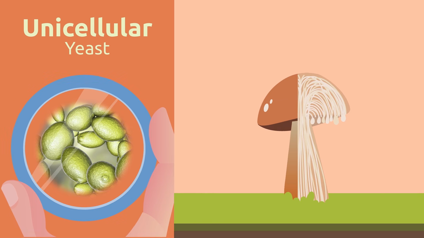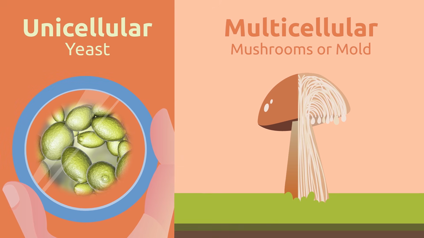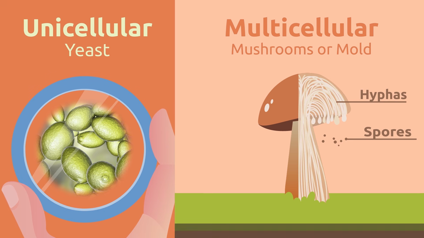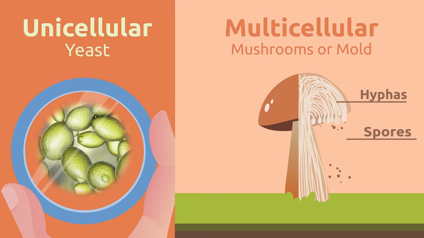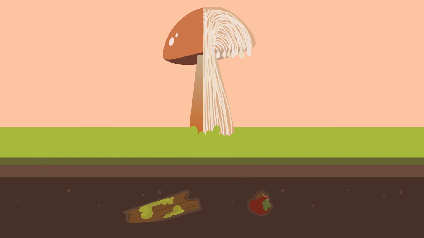Other fungi are multicellular. These are composed of many cells, grouped together, forming long, thin strings called hyphas. Hyphas form the reproductive structures. The mushrooms or the mold contain spores by which fungi reproduce. We usually find fungi under the ground, on pieces of wood, or on decayed food.